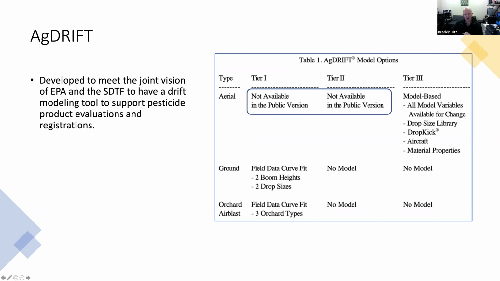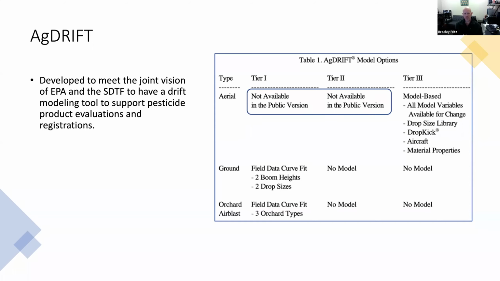When you look at the aerial in AgDrift, this is one that was pulled from an old user manual for AgDrift, where it shows that Tier 1 and Tier 2 aerial are not available in the public version. Well, this is outdated. If you go to that website and download AgDrift from EPA's website, the current one that you use actually has a Tier 1 and Tier 2 as well as the Tier 3. Tier 1, again, is a very limited set of parameters that you can change. You have a few more you can change with Tier 2.